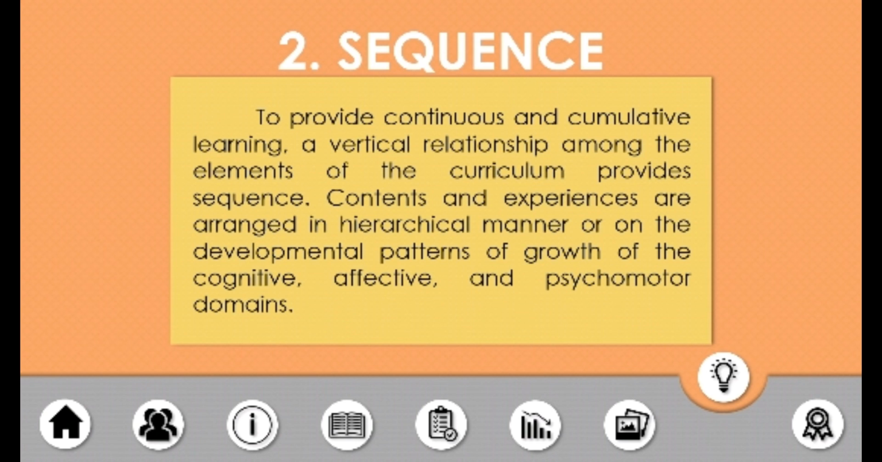Contents and experiences are arranged in a hierarchical manner, or let's just say from the top to the bottom. For example, if you're going to visualize what a hierarchy is, it's from the king, queen, and then all the members below. So it's like a pyramid. On the manner of the developmental patterns of growth of the cognitive, affective, and psychomotor domains, we still have to consider those three factors of the developmental growth of the learners.